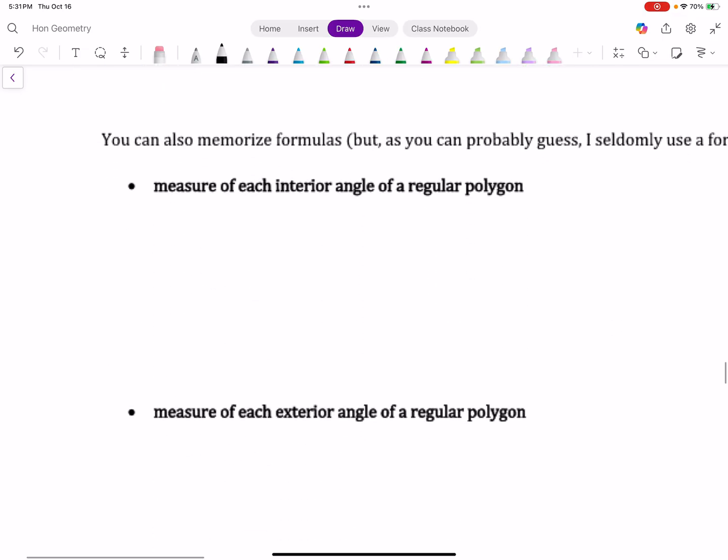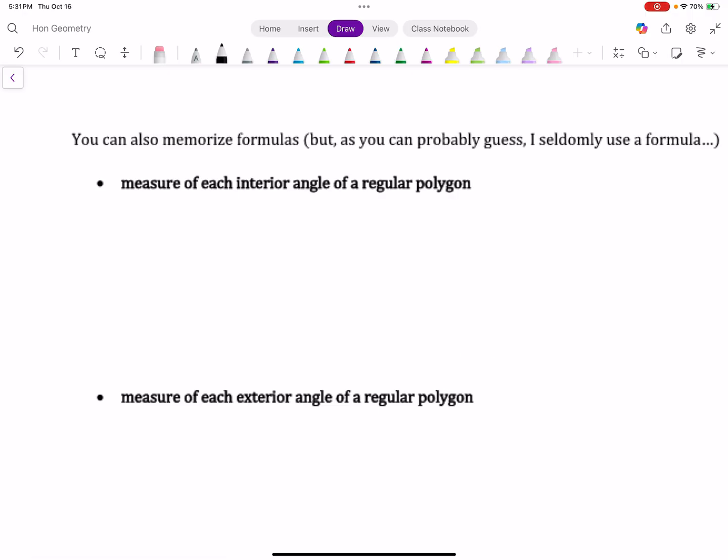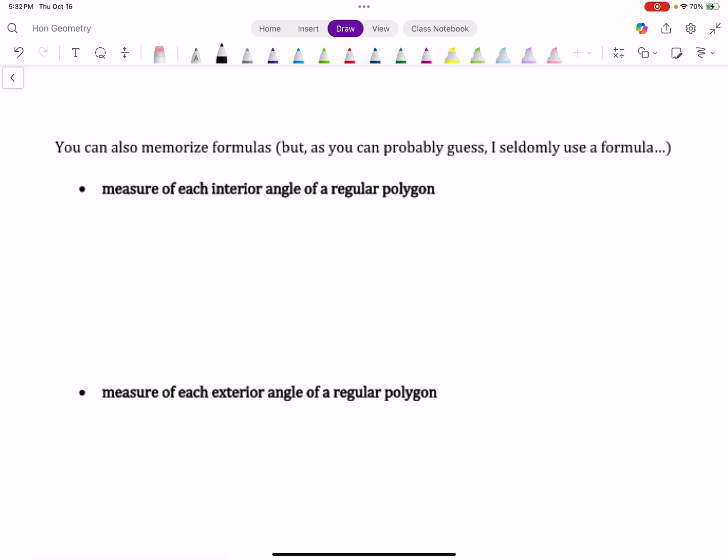Okay, all right, so here's what it says. You can memorize formulas, but as you probably guess, I seldom use a formula. So here's how a lot of people do this because they memorize it. What's the measure of each interior angle of a regular polygon? They'll take the number of sides, subtract 2, and times that by 180 because that's the sum of the interior angles. They'll divide by the number of sides because there's the same number of vertices as there are sides. That's one way.